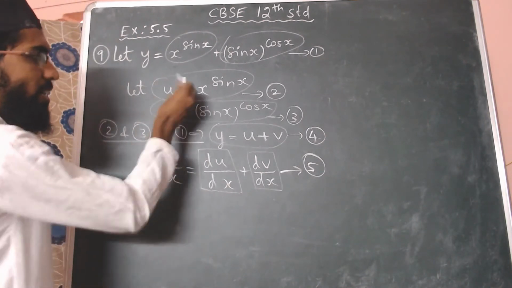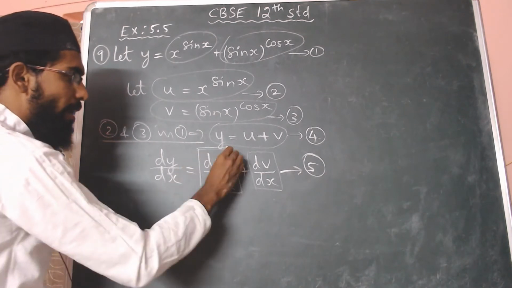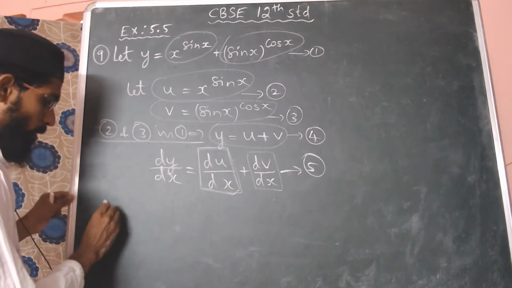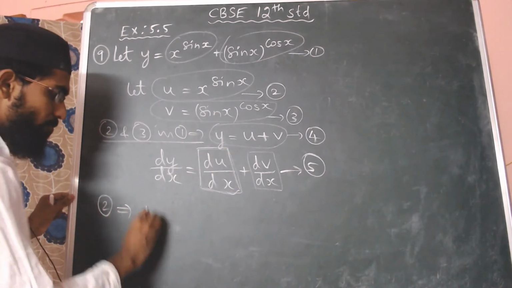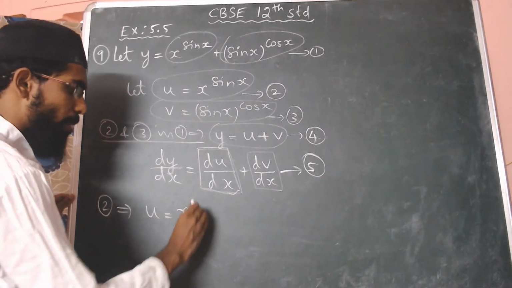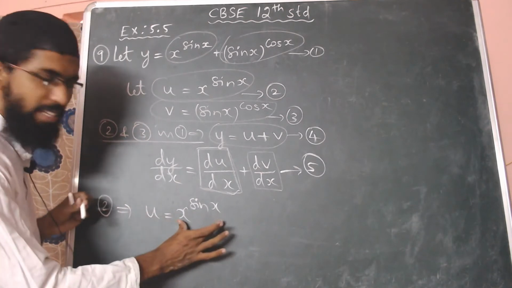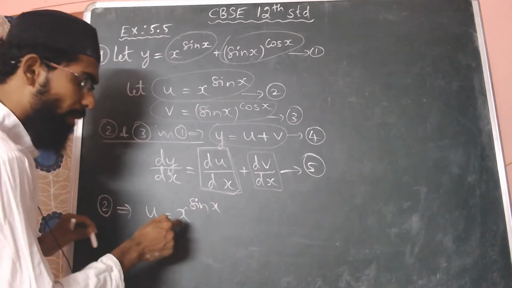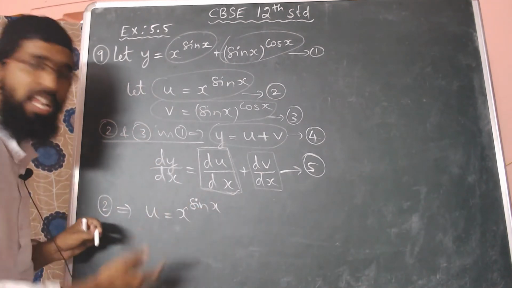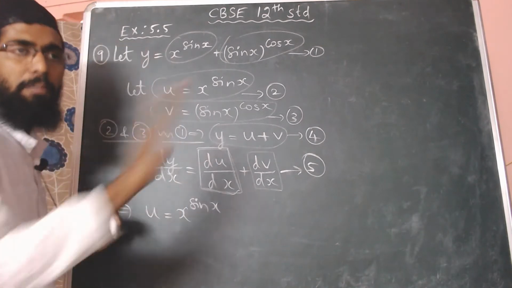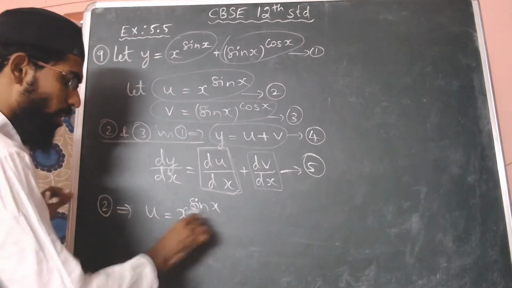So let me take equation 2 first to find du by dx. Equation 2 implies u equal to x power sin x. Now what is the problem here? The right hand side is a monomial, a single term, but the base is variable and the power is also variable. Here I will use the same logarithmic differentiation concept, take log on both sides.